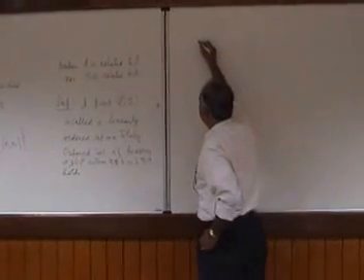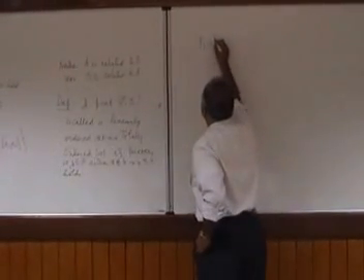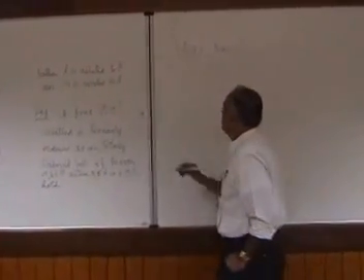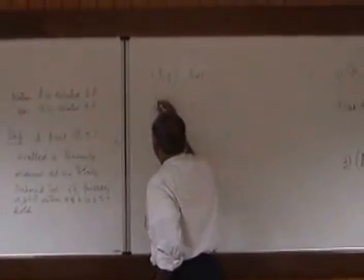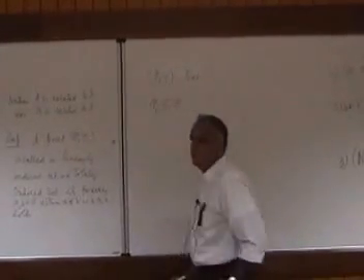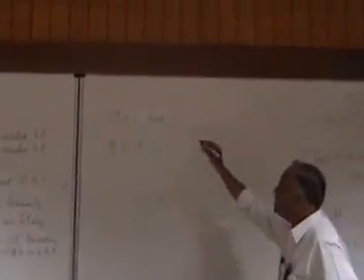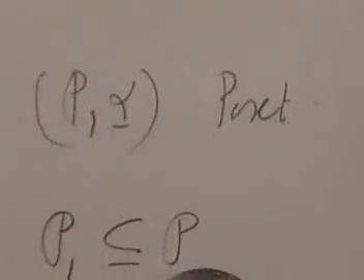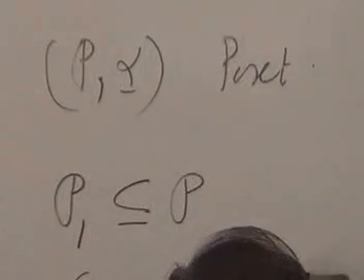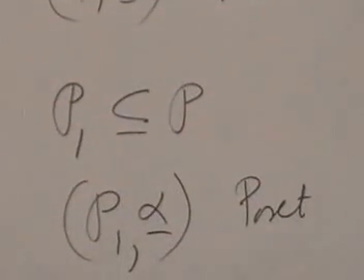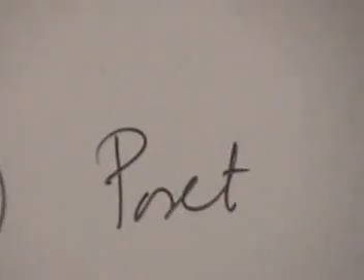Now suppose I have a partially ordered set. Then you can take a subset of P and use the same relation. What I mean is the same idea of the relation, you are taking a subset of that relation. Then that will also be a poset.